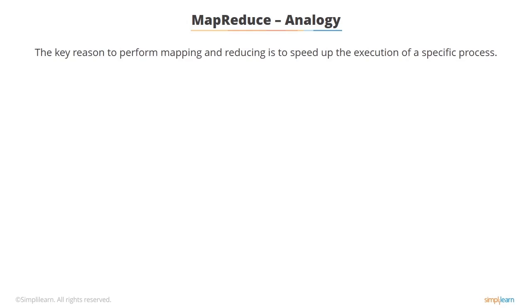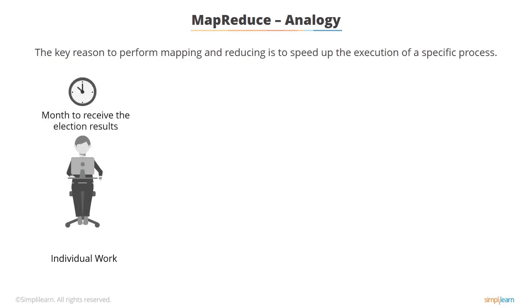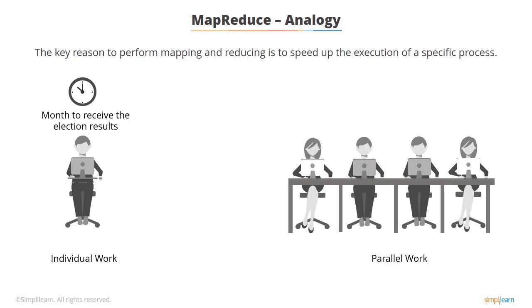As you've seen in the previous screen, the analogy of vote counting is an example to understand the use of MapReduce. The key reason to perform mapping and reducing is to speed up job execution of a specific process. This can be done by splitting a process into a number of tasks, thus enabling parallelism. If one person counts all the ballot papers and waits for others to finish the ballot count, it could take a month to receive the election results. When many people count the ballots simultaneously, the results are obtained in 1 or 2 days. This is how MapReduce works.